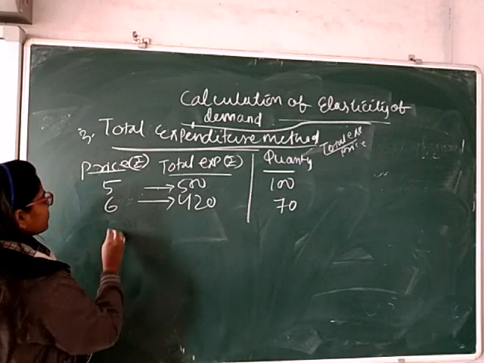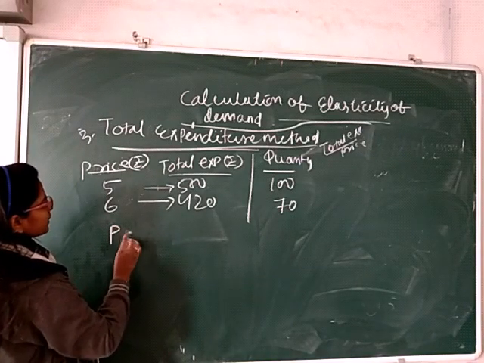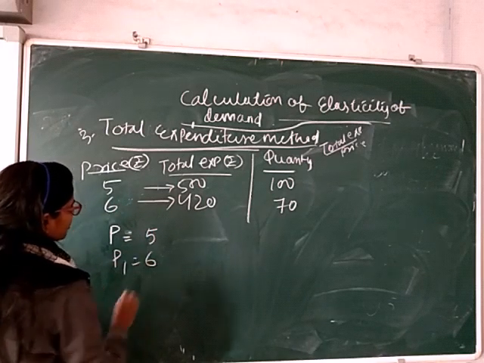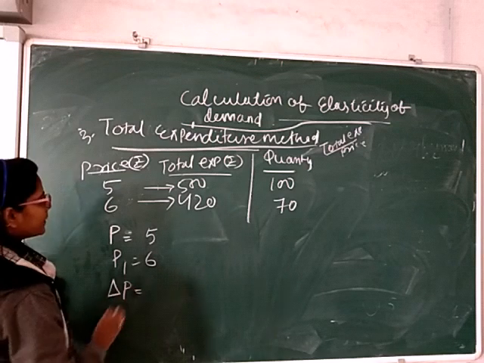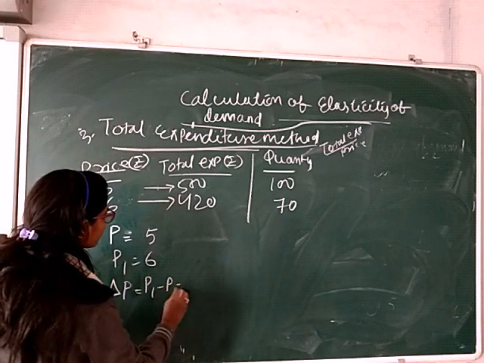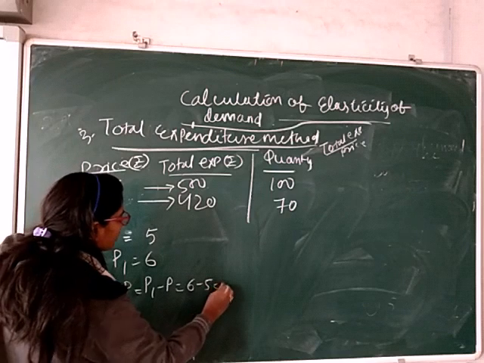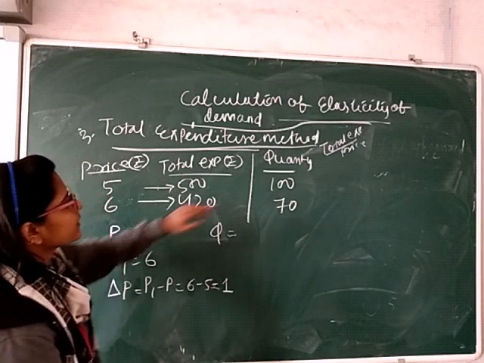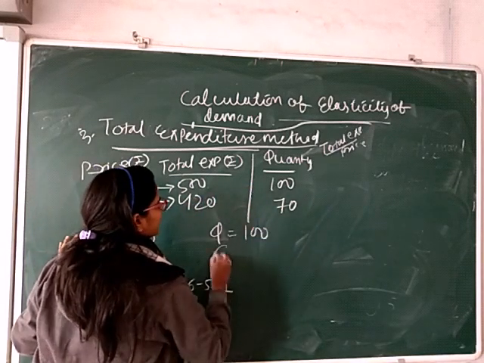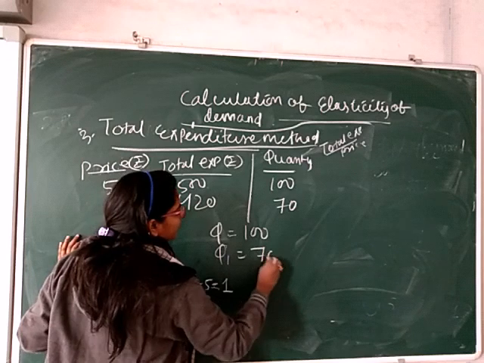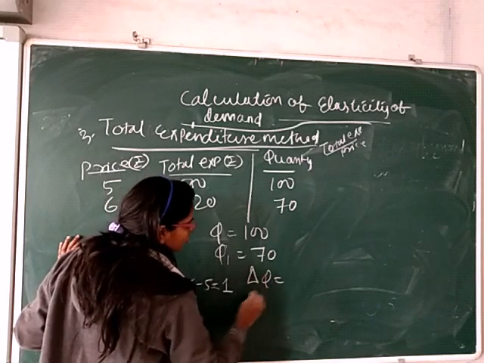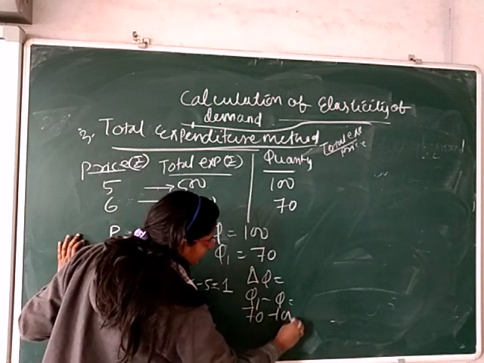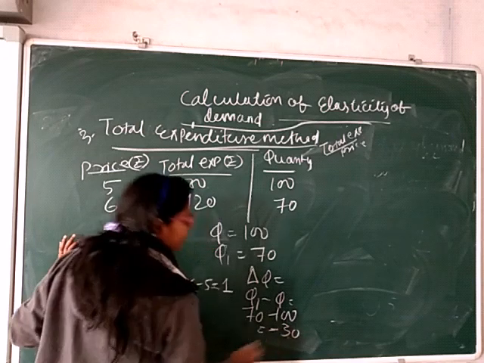Now write all the data. P equals 5 and P1 is 6. So change in P, or delta P, equals P1 minus P. This will be 6 minus 5, which is 1. Like this, Q equals the original quantity, that is 100. Then Q1 equals 70 and delta Q equals Q1 minus Q. So this will be 70 minus 100, which is minus 30.